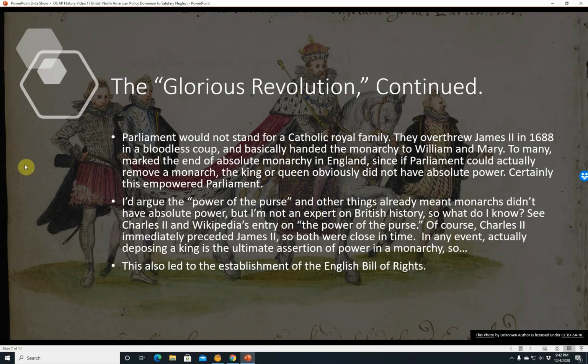And you can also see Charles II and Wikipedia's entry on the power of the purse. Of course, Charles II immediately preceded James II, so both were close in time.